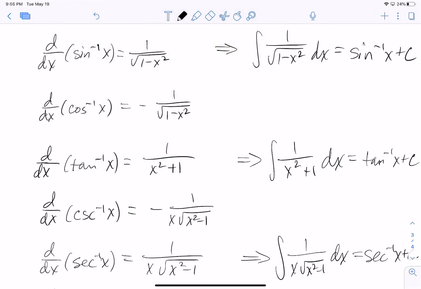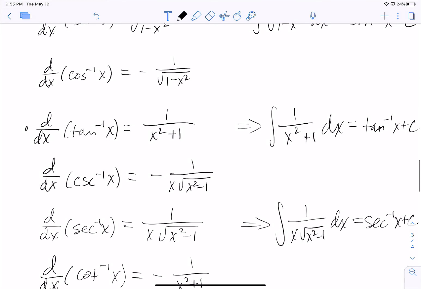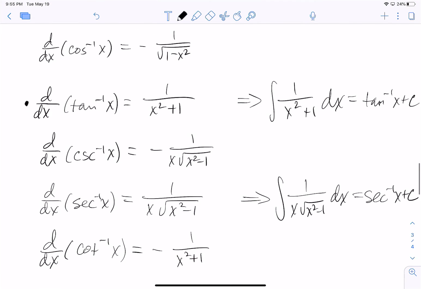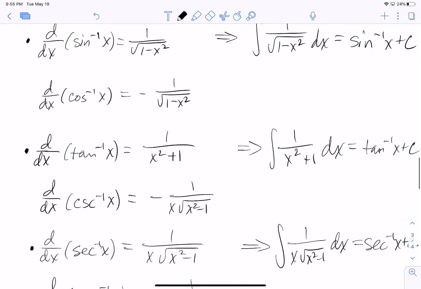So what we've actually done, when I say we, I mean the math community, they took a vote. I don't know what happened. But it has been determined that we're only really going to answer these types of integrals in terms of the inverse sine, the inverse tangent, or the inverse secant.